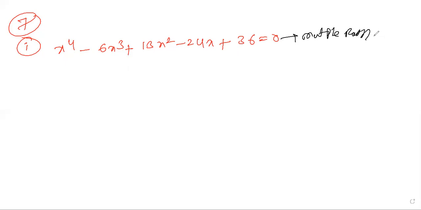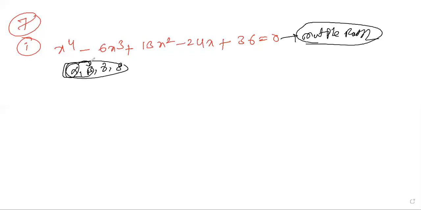Multiple roots means it has the same root. There are four roots here, for example alpha, beta, gamma, delta. Multiple roots means the roots are the same. If alpha is equal to some value, beta also equals the same value, like that. So multiple roots they are telling, it is clear. How do you have to solve these problems when they mention multiple roots?